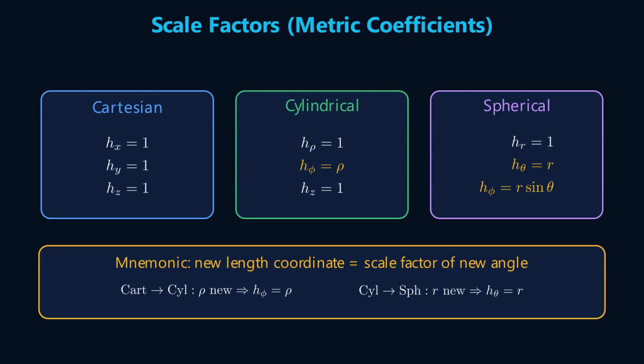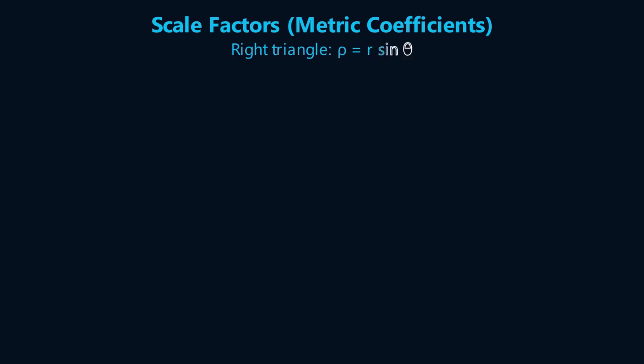Here is a useful mnemonic to remember these. When we move from one coordinate system to the next, the new length coordinate that did not exist in the previous system gives the scale factor for the corresponding new angle. Going from Cartesian to cylindrical, rho is the new length coordinate. So h phi, the scale factor of the new angle phi, equals rho. Going from cylindrical to spherical, r is the new length coordinate. So h theta, the scale factor of the new angle theta, equals r.